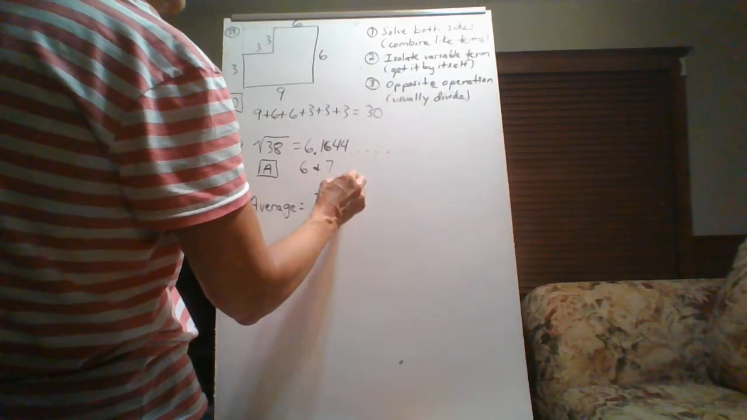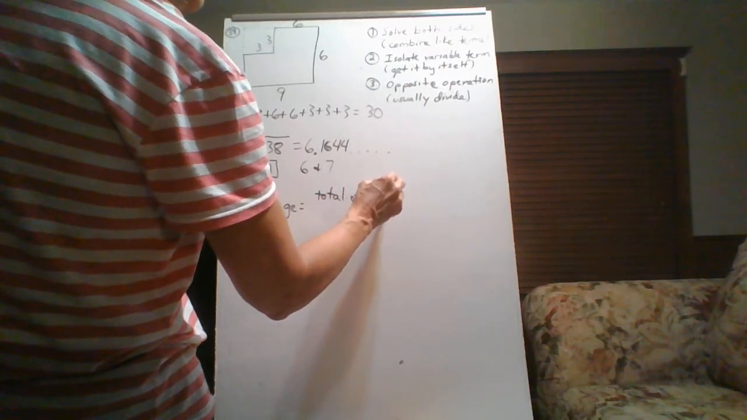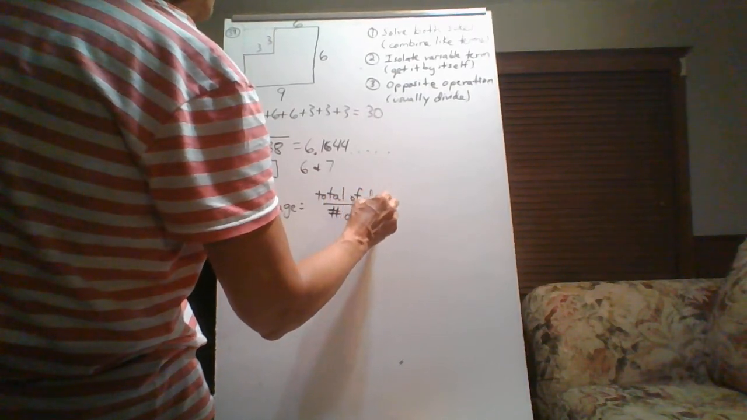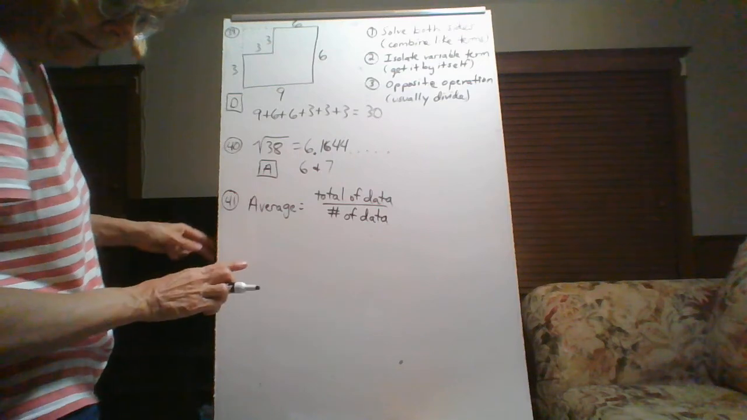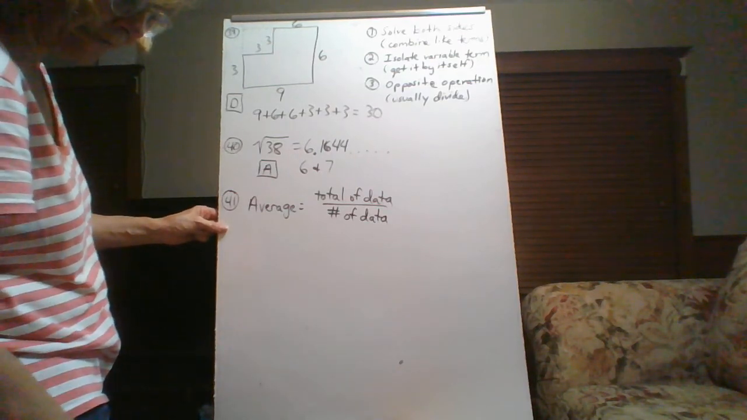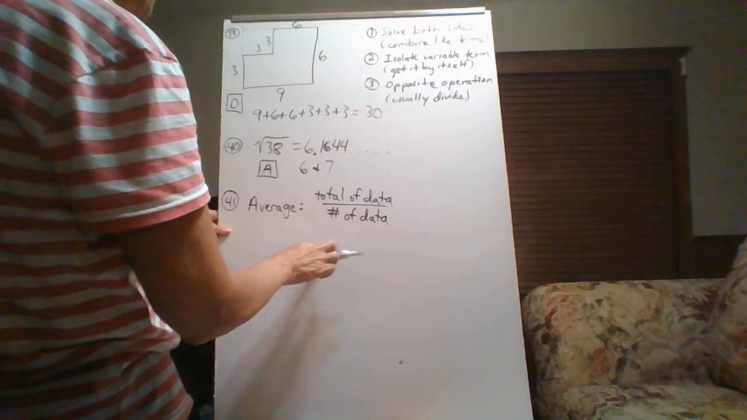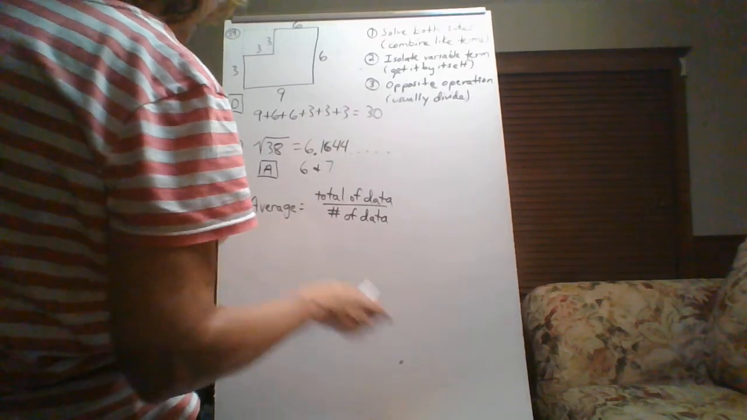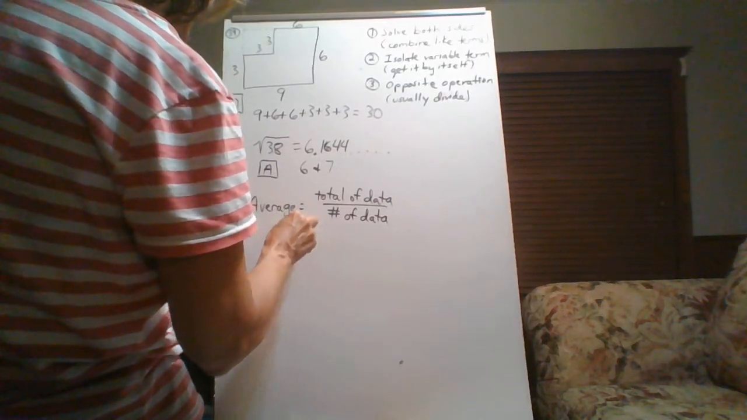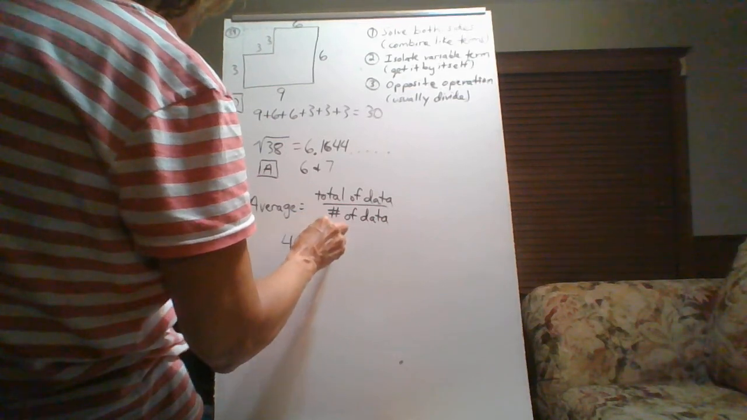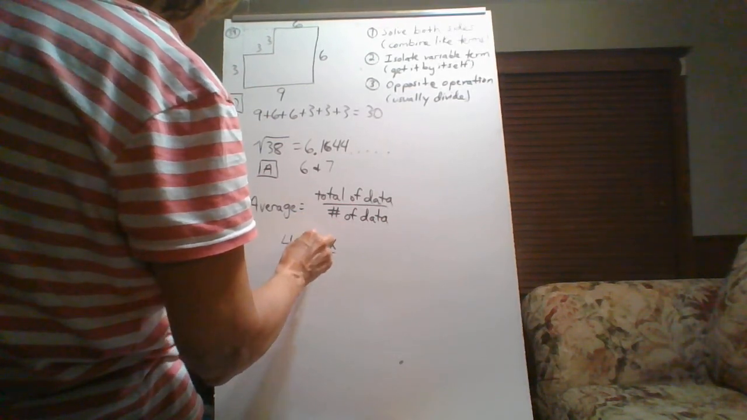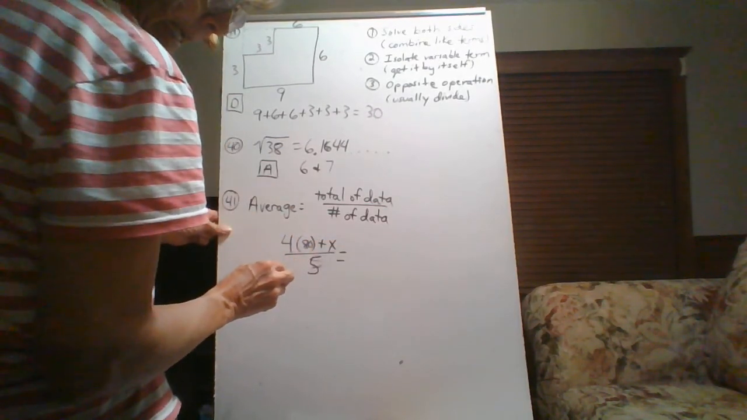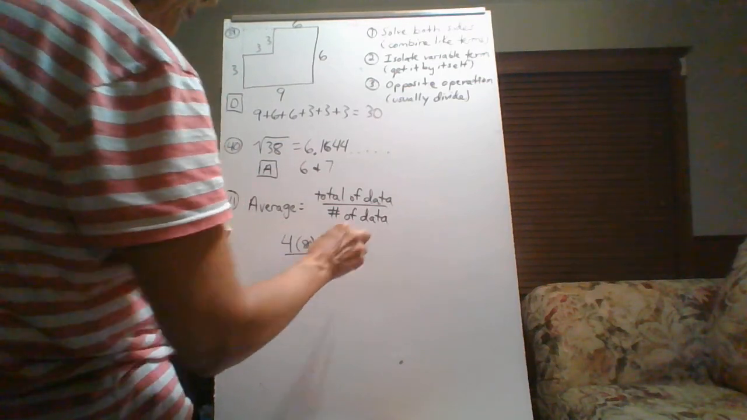is the total of the data over the number of data. Okay, and that's going to give me my average. So this is literally what you're going to have. If he's got an average for 4 tests of 80, so the first 4 tests average 80, so that's a total. Let me write it out. So 4 tests times 80, plus we don't know my other test, and we're going to divide now by 5. Sorry, that got away from me, didn't it? 5, and that's going to equal, he wants to bring that up to an 82.